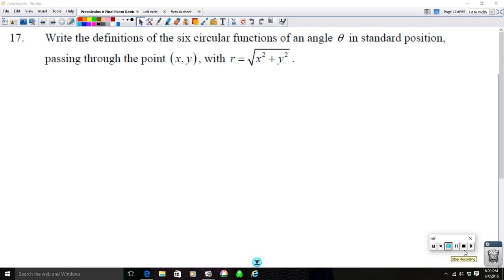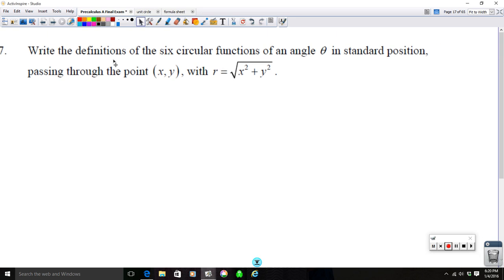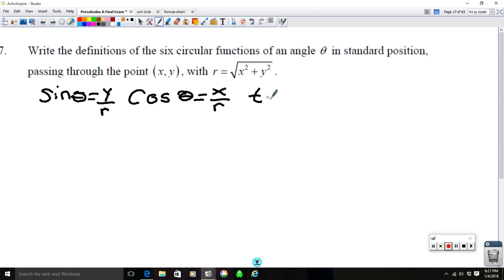Okay, on question number 17, we are going to write the definitions of the six circular functions of the angle, passing through y with a radius of square root of x squared plus y squared. So sine of theta is y over r. Cosine theta is x over r. Tangent of theta is y over x.